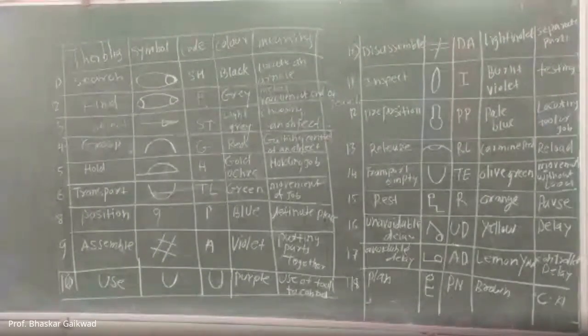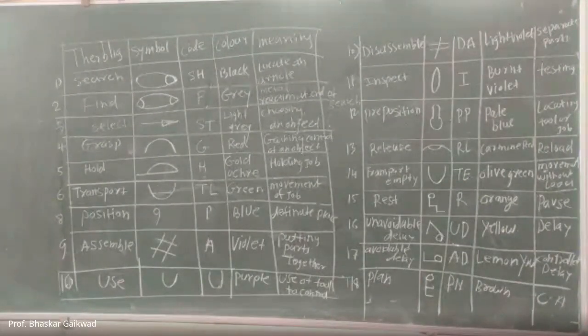Then the second therbling is find the job. The symbol for find is given below searching. The code is F and the color is gray. The meaning is the mental reaction at the end of search. Once searching is over, then you go for finding. So different words are there.